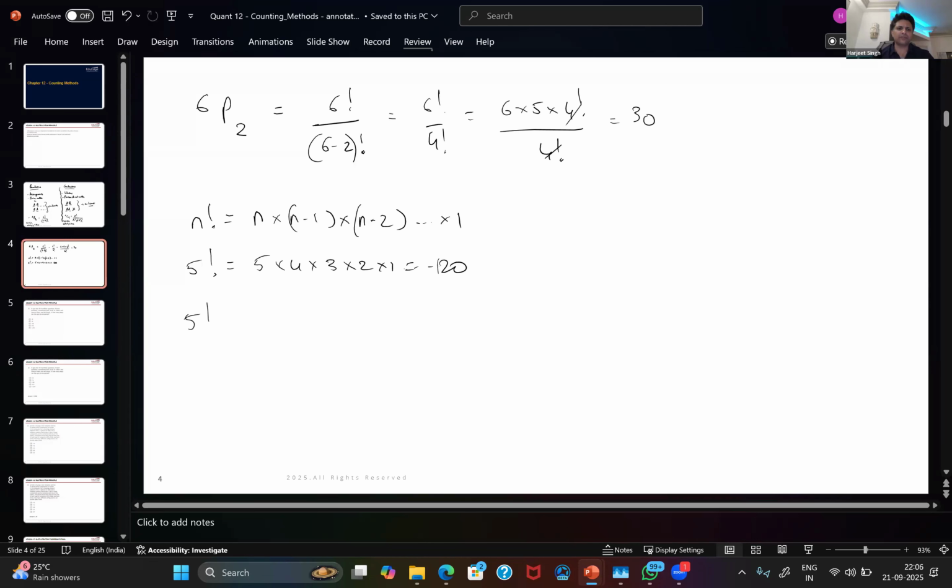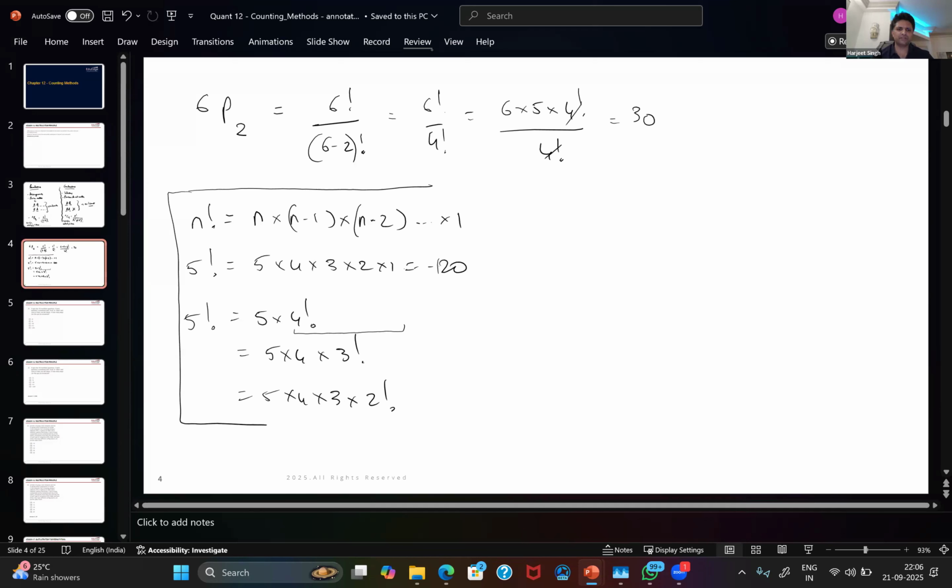I can write 5 factorial also as 5 into 4 factorial. I can also write this as 5 into 4 into 3 factorial, or 5 into 4 into 3 into 2 factorial. Basically, whatever is the successive next digits, their product can be replaced by its factorial. So that's what we have done here. This is 6P2. Any questions here?